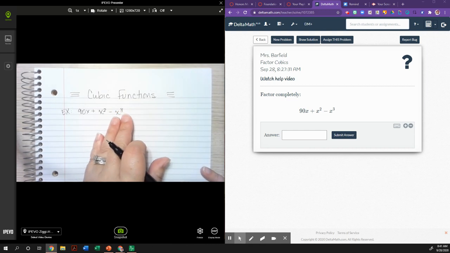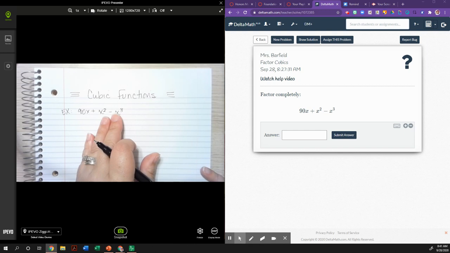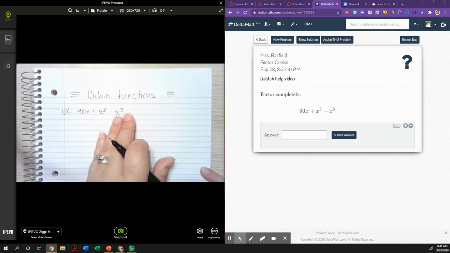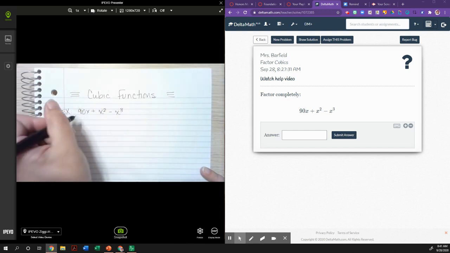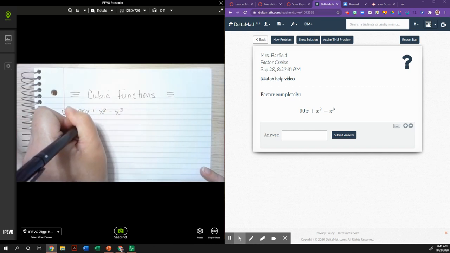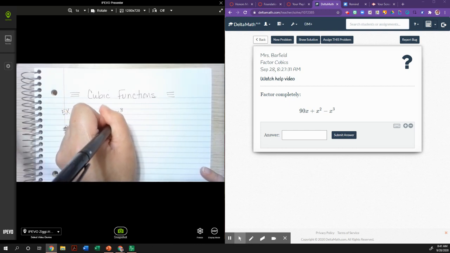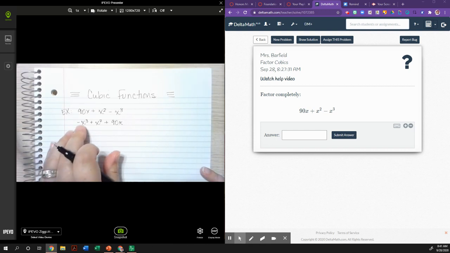So for this one, this one has a greatest common factor, and I'm also going to rewrite it in standard form. I'm going to put this x cubed at the front. So let me do that step first. So negative x cubed plus x squared plus 90x. And since my leading coefficient here, when you have an x cubed, when you have it in order, your first term, the number from the term is called a leading coefficient.